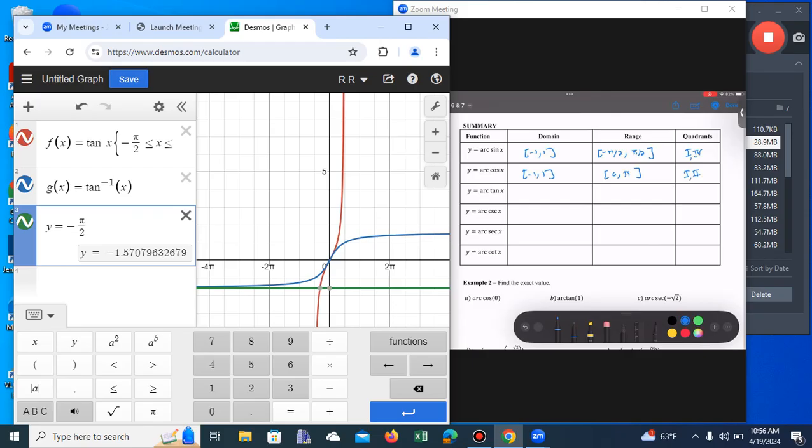Arc tangent, the domain was -infinity to infinity. And the range, which is where the tangent was restricted, was -pi/2 to pi/2. This again is the first and the fourth quadrants.